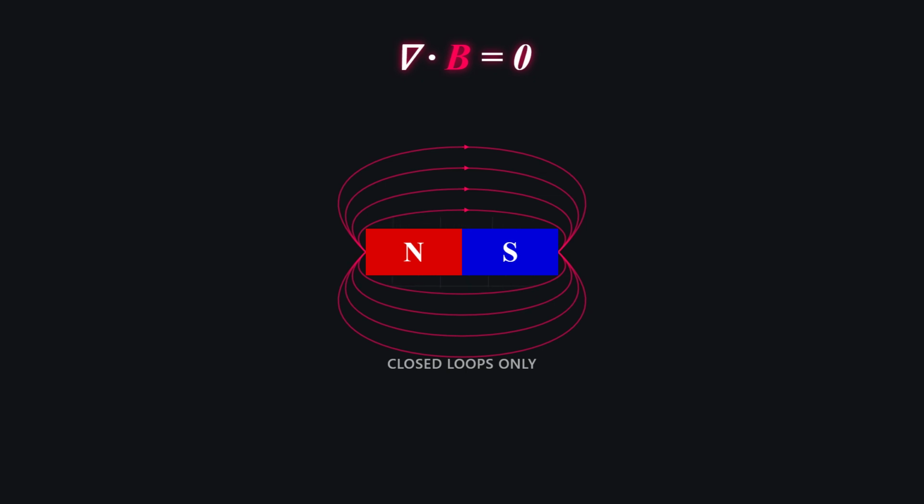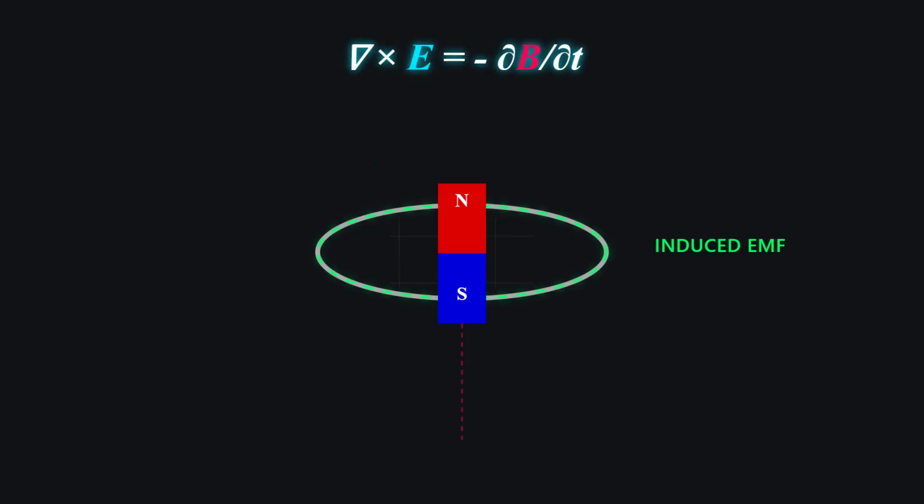This constraint is fundamental to designing efficient inductors and transformers, ensuring that the magnetic flux closes entirely within the high permeability core material to maximize coupling efficiency and minimize detrimental leakage flux. Faraday's law of induction describes the mechanism by which a time-varying magnetic field generates a circulating electric field. The electromotive force, EMF, induced in a closed conducting loop is precisely equal to the negative rate of change of the magnetic flux passing through that loop.